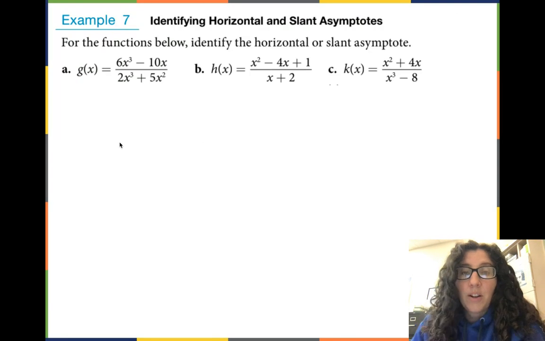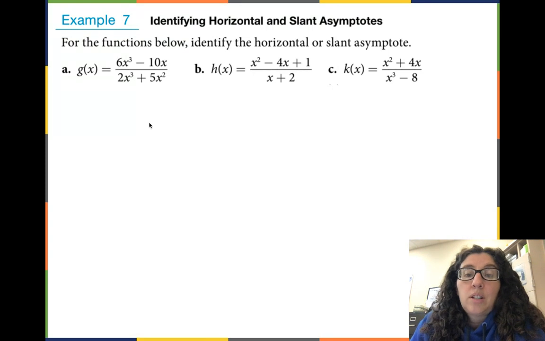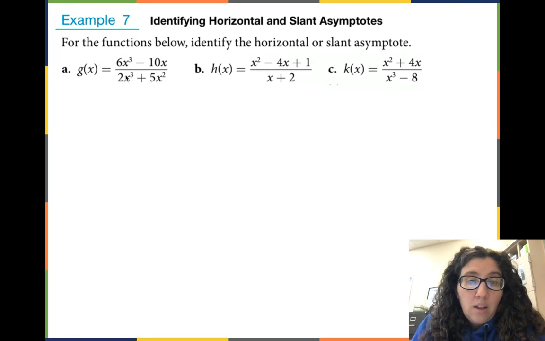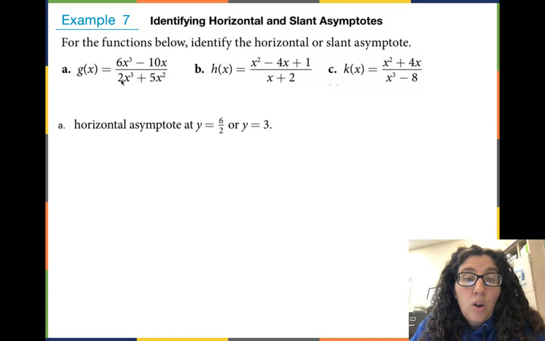All right, so let's look at these 3 functions. And you might want to just pause and think about what kind of horizontal or slant asymptotes they're going to have. Let's look at A. We look at the degree of the leading terms, the degree of the functions. They're both x cubed. They have the same degree. So what does that mean? This is case 3. We have a horizontal asymptote at the ratio of the leading coefficients. So at 6 over 2 or at 3.